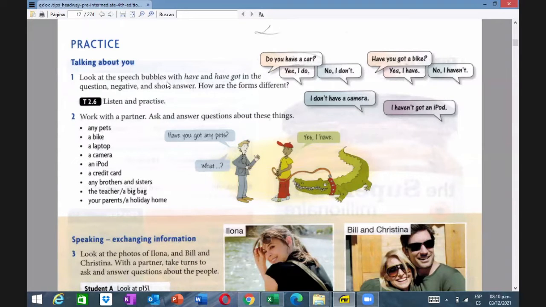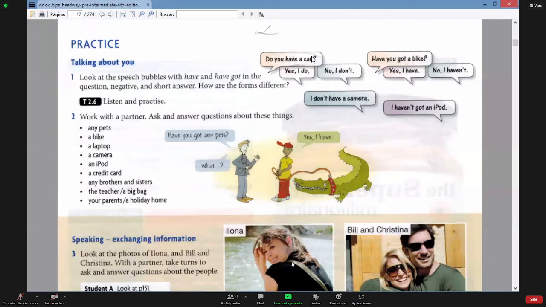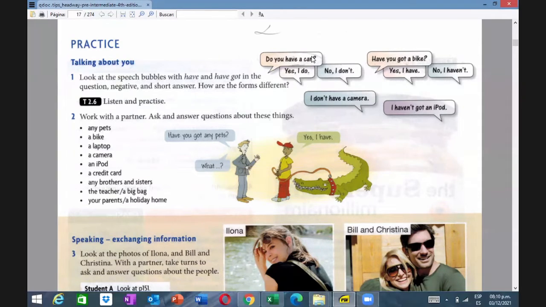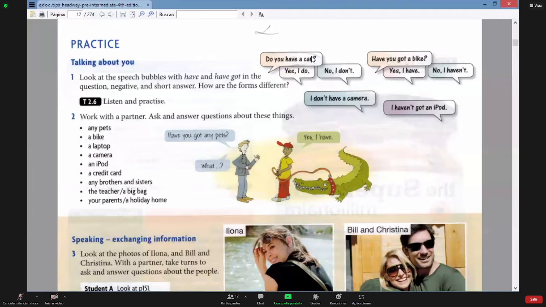Look at the speech bubbles. Can you see here? Speech bubbles, right? With have and have got in the questions, negative and short answers. Let's have a look.